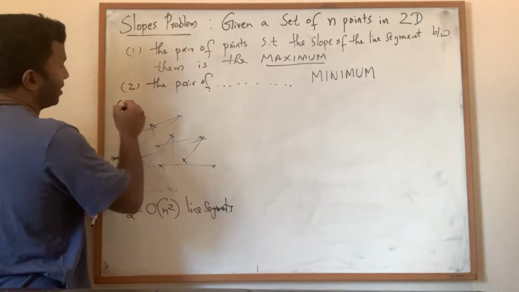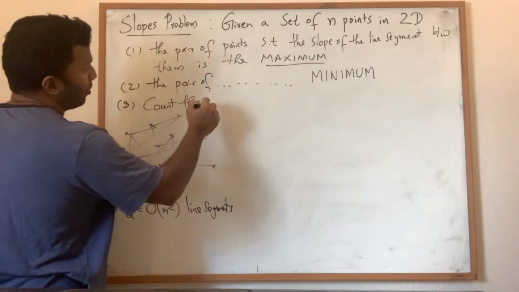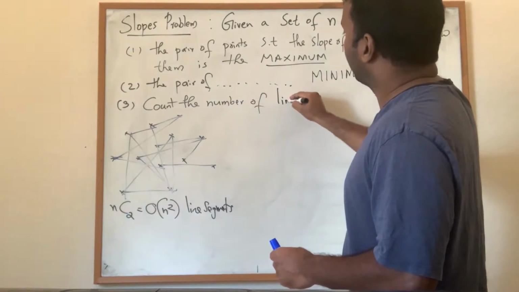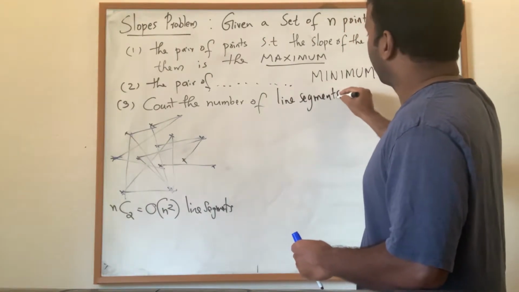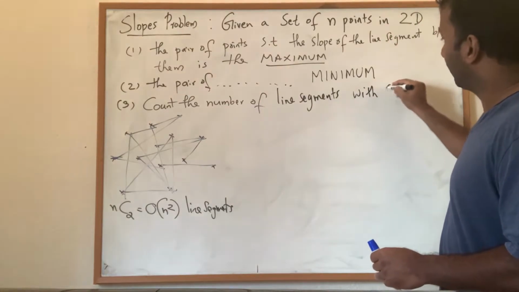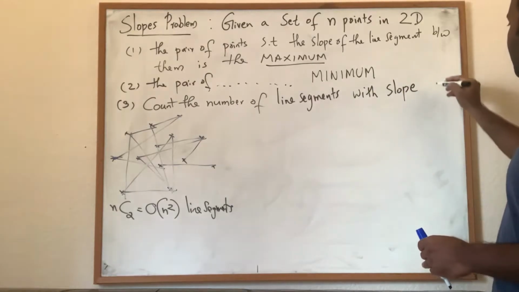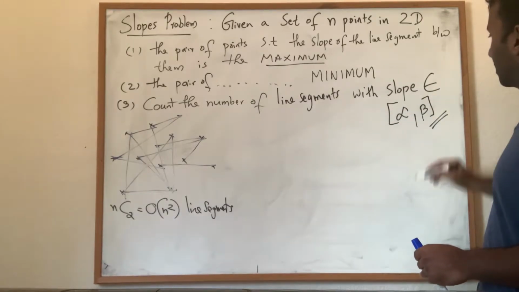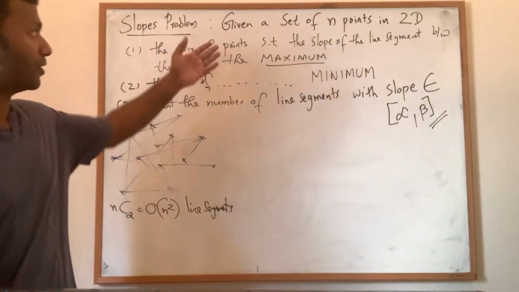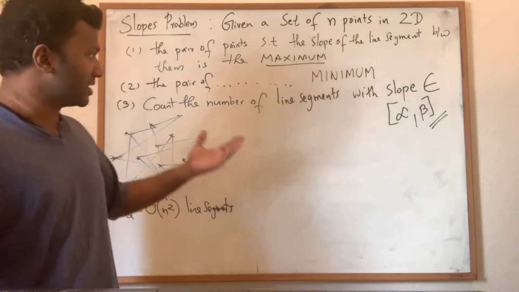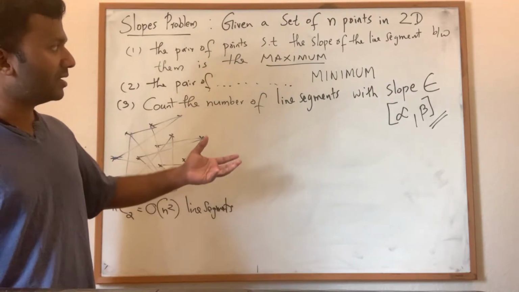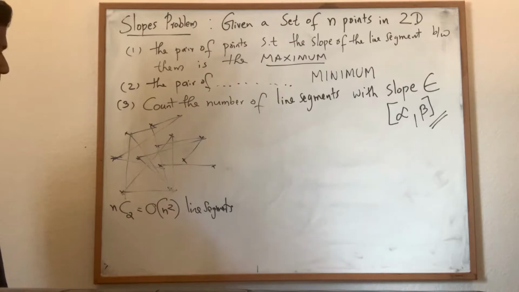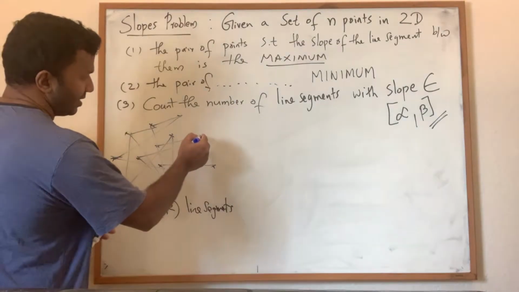And the third question is, I want to count the number of line segments with slope between, let's say, alpha and beta, where alpha and beta are given as a part of the question. So I give you a range, and I want to count the number of line segments whose slope is between alpha and beta. So these are the 3 questions I need to answer, and let's see how to deal with it.